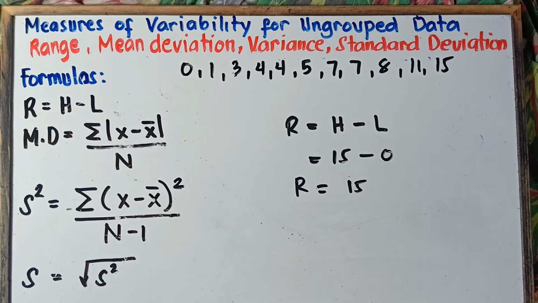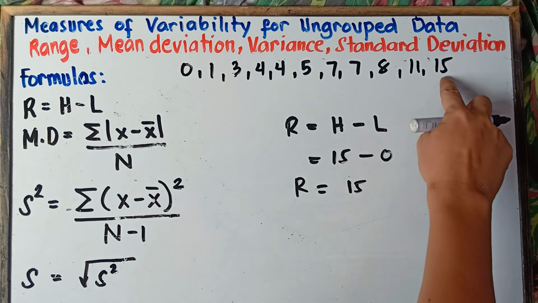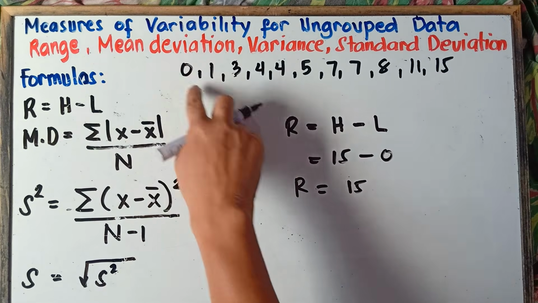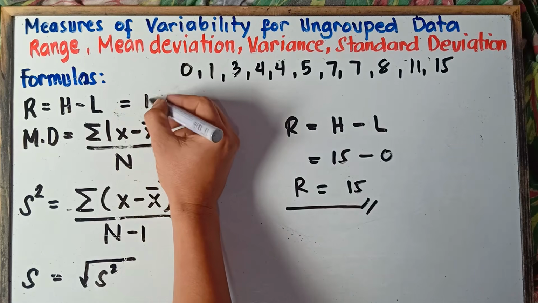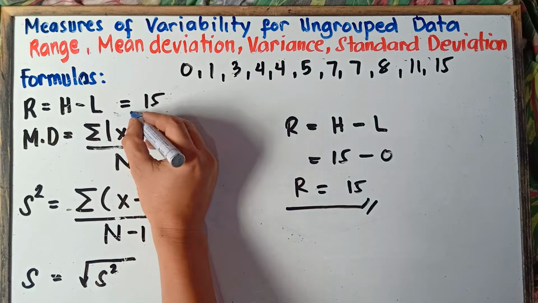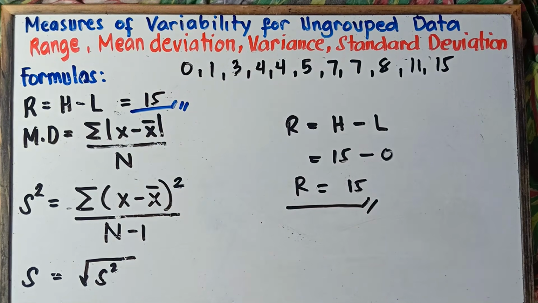Easy as that, class, with regards to the range. Very easy to answer this one because we just simply arrange the samples. It's easy for us to identify the highest value and the lowest value. So therefore, the range, highest value is 15, minus the lowest value is 0. So 15 minus 0, that would be 15. So therefore, the range is equal to 15. All set with regards to the range.